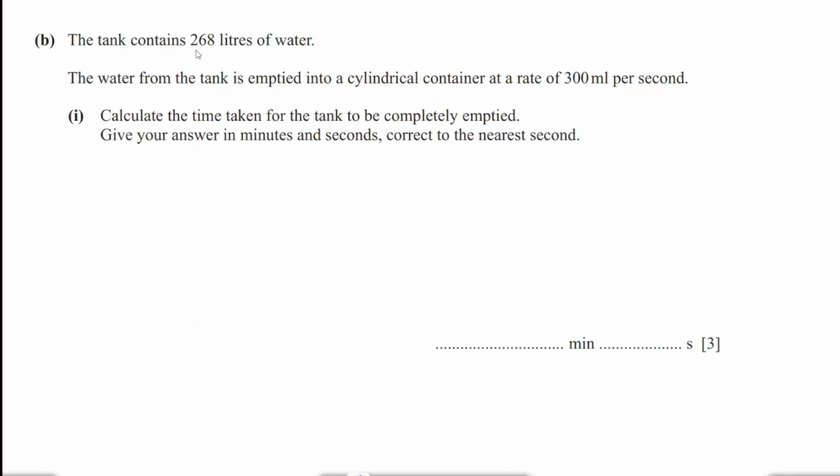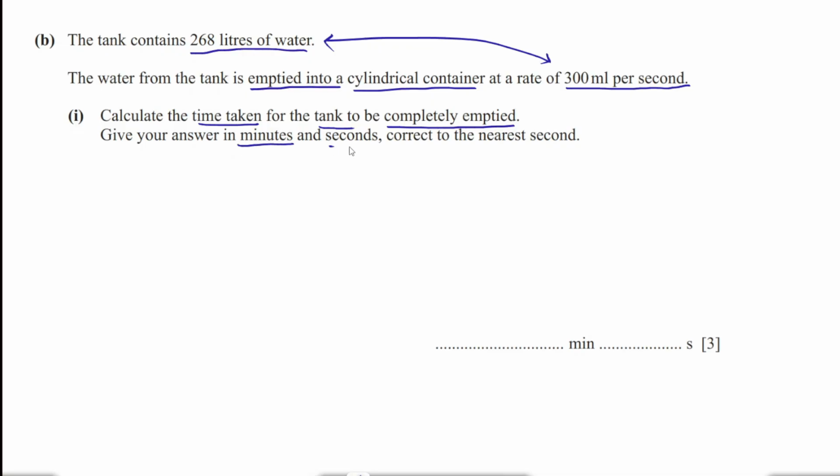A tank contains 268 liters of water, that we already solved. The water from the tank is emptied into a cylindrical container at the rate of 300 ml per second. What is the difference between these two statements? One is in liters, this is in milliliters per second. Calculate the time taken for the tank to be completely emptied and give your answer in minutes and seconds, correct to the nearest second. That last step we will solve in the end.